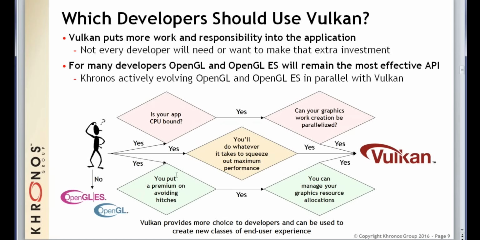Similarly, it's not necessarily all about straight-line performance. If you put a premium on avoiding stuttering and hitching in your application, and that hitching can often come from the driver black box having to do some memory shuffling or memory reallocation at just the wrong time. For example, VR, again, is the classic case where if you stutter in a VR experience, that can be very distracting. And you're willing and able to manage your graphics resources within your own application. Again, Vulkan, I think, can give you the flexibility and the control that you've been looking for.